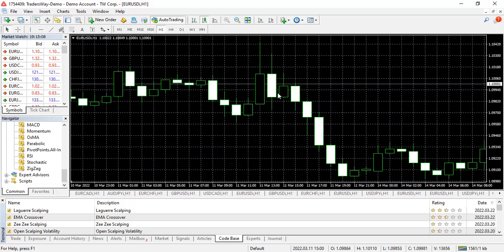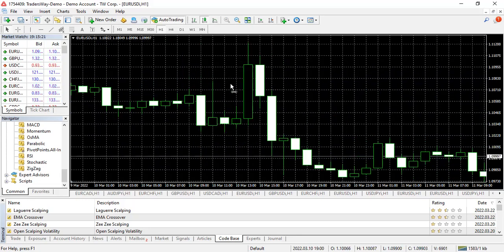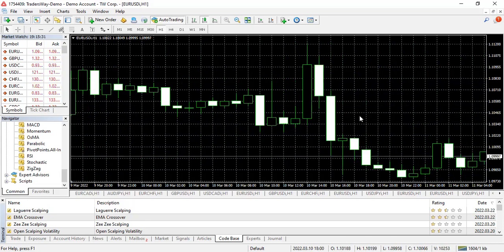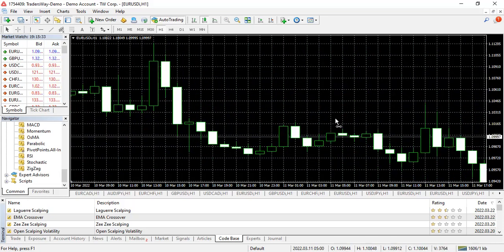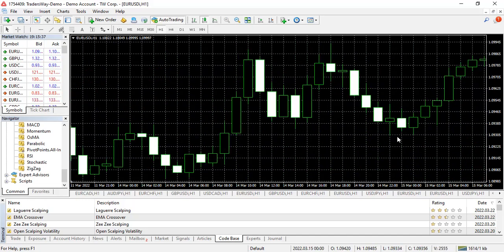So we have to understand what we mean by body. This is the body. This is the wick, because we'll be mentioning that in our training. If you are looking for a spinning top, it will have a small body and a long wick. So let's try and look for one.